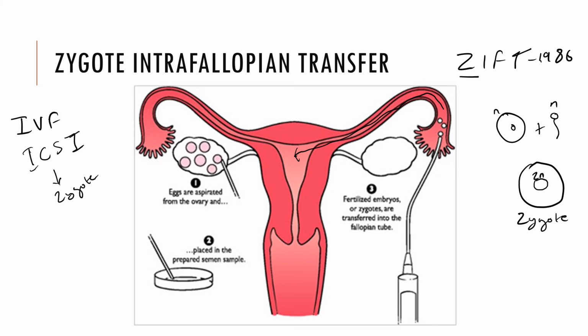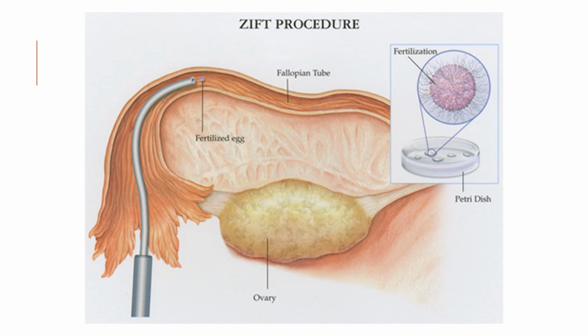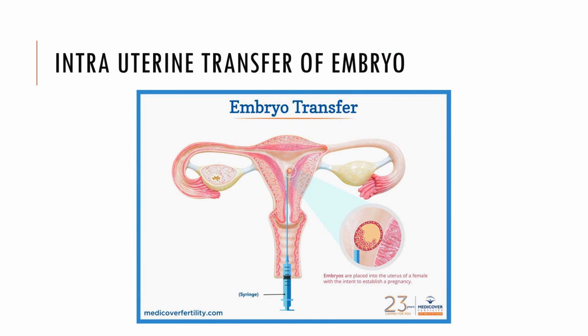Then we'll discuss one more technique. As this is how zygote intrafallopian transfer takes place, one more interesting ART is called intrauterine transfer of embryo. Now, this is the last step of IVF. So instead of placing the zygote in the fallopian tube, the zygote is allowed to develop into around the 64 to 128 cell stage, or to say, a blastula properly. And then with the help of a catheter, a small syringe, the blastula is released in the uterus.